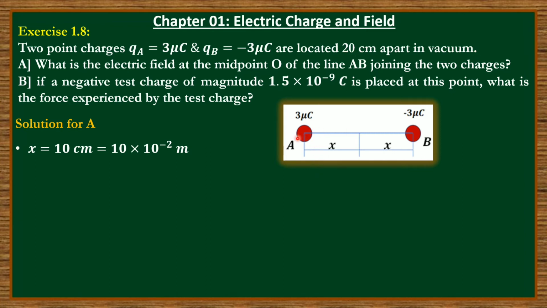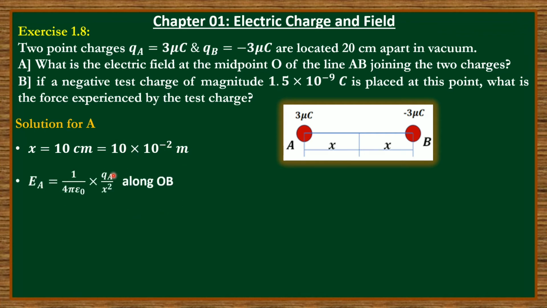So the value of k will be 9 into 10 raised to 9, otherwise epsilon naught will be 8.85 into 10 raised to minus 12, which we will take while solving. So this is 20, so half will be 10. The distance of the midpoint from this charge is 10, from this charge also 10 centimeter. So ultimately this becomes 10 into 10 raised to minus 2 meter.